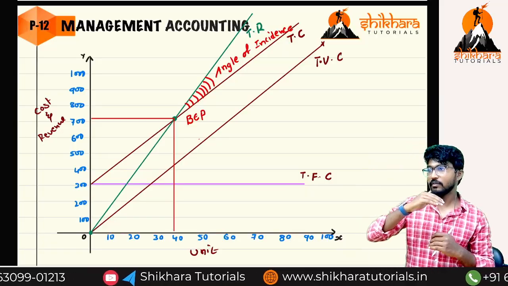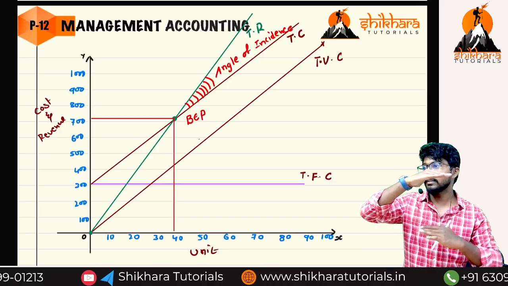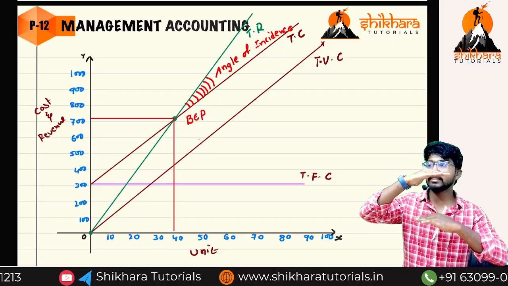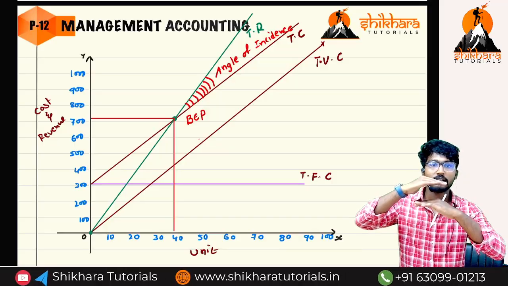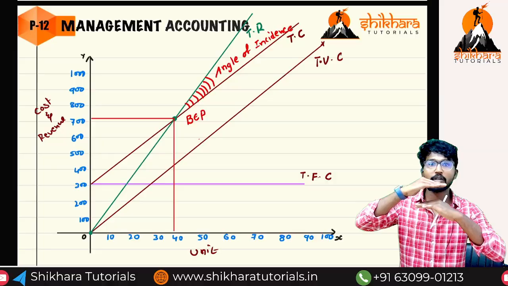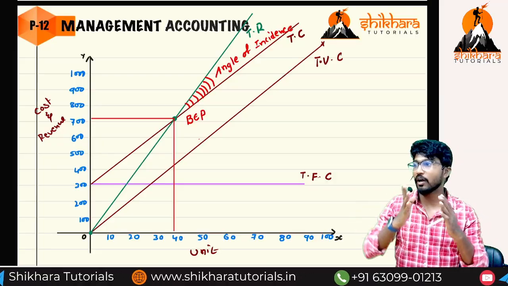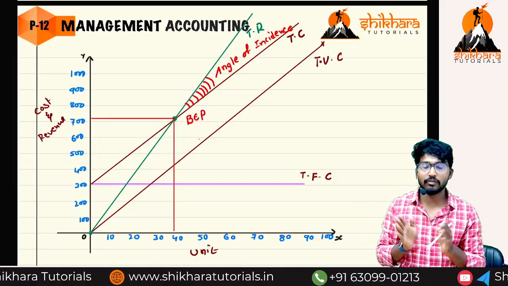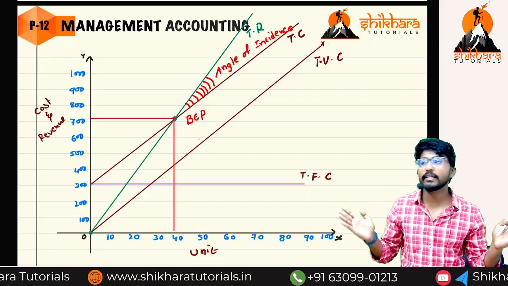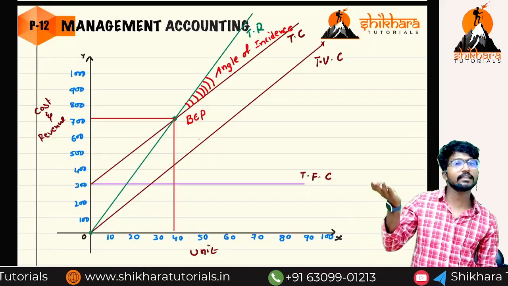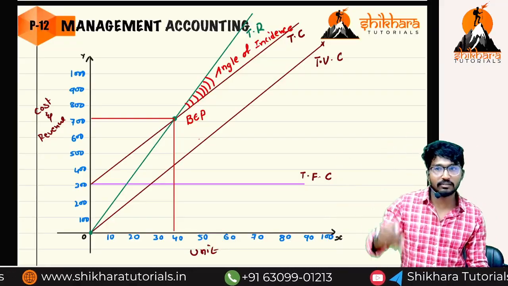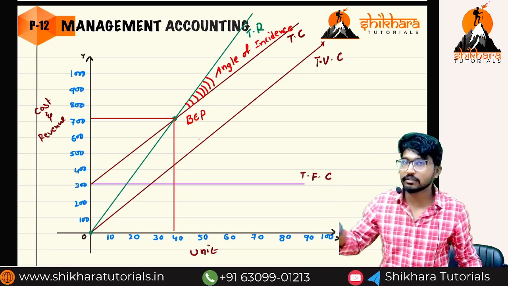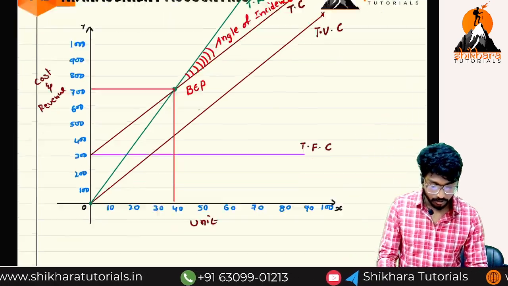For example, this is the selling price and this is the variable cost. If variable cost increases, the gap between selling price and variable cost is decreasing. That means your contribution is also decreasing. If contribution decreases, your break even point will increase. If fixed cost increases, break even point will also increase. If fixed cost decreases, your break even point will also decrease.